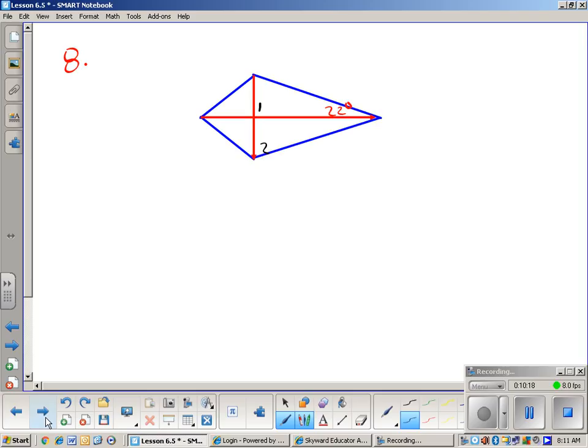Take 30 seconds in your group to answer this question. One thing I should have pointed out is that this is a kite. I should have made that obvious. It's not obvious by the picture.